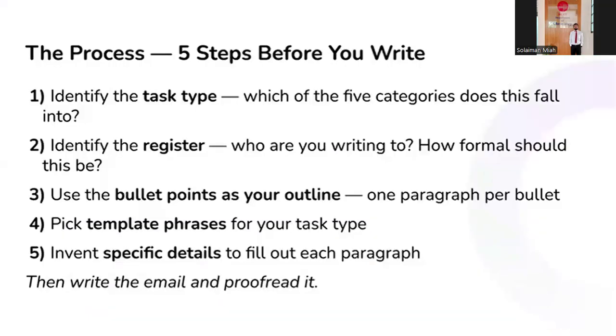Here's how it works, step by step. Step 1, read the prompt and identify the task type. Step 2, identify the register. Who are you writing to, and how formal should this be? Step 3, use the bullet points as your outline. What does each body paragraph need to cover? Step 4, pick phrases from the template guide for your task type. Step 5, invent the details to fill out each paragraph and give your writing substance. Then we're going to pause and give you a chance to try writing your own email and proofreading it.